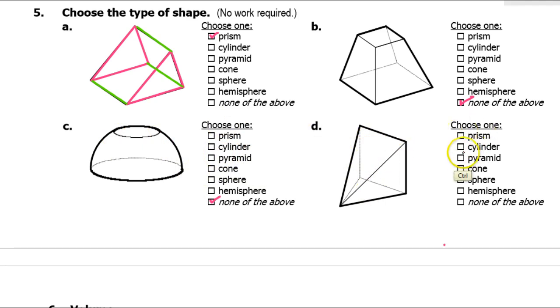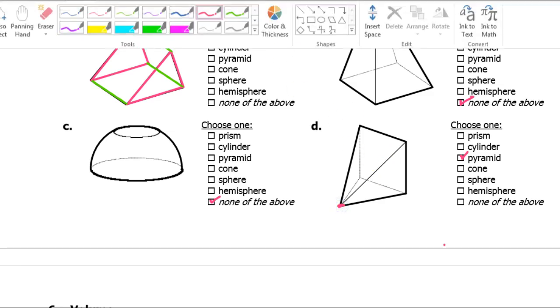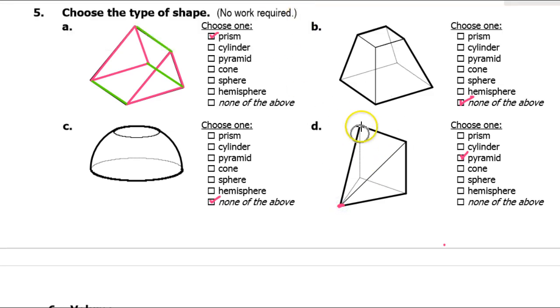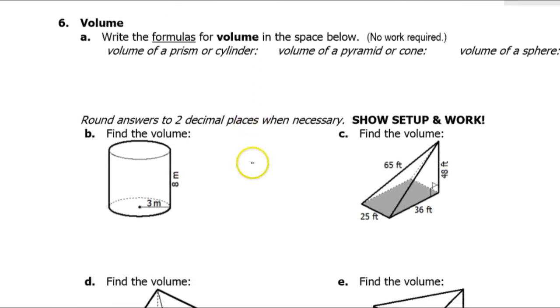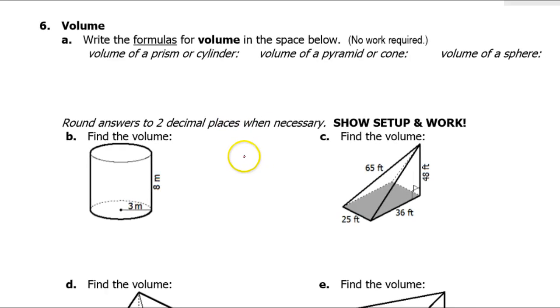This is a pyramid. A pyramid has one base and an apex. So a pyramid has, see, this is the one base, and all of the edges are connected up to this apex. So that's a pyramid. Anyway, let's go ahead and talk volume.